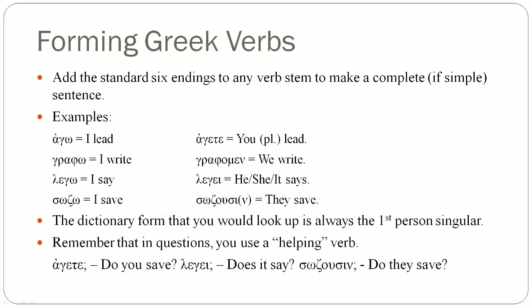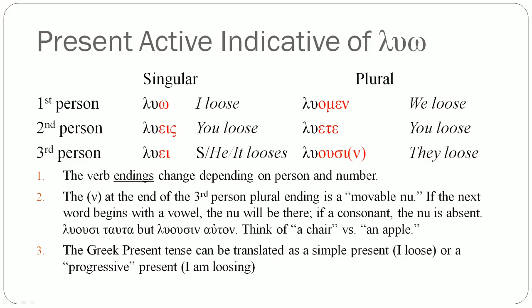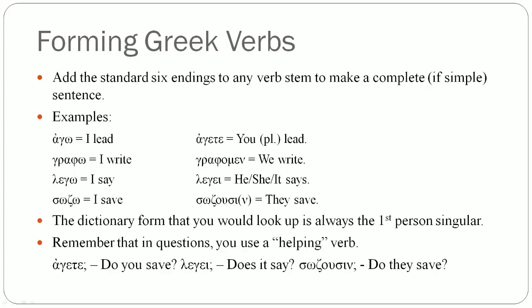All right, forming these Greek verbs. Again, you take those endings, and I'll put those endings up there, and you can put those endings onto any Greek verb stem. The endings that I have highlighted here in red, you can put onto any other verb stem, and it still means the same thing. Omega means I, epsilon, iota, sigma means you, epsilon, tau, epsilon means y'all, or you plural. You can add those 6 standard endings to any verb stem, and now you have a complete sentence.